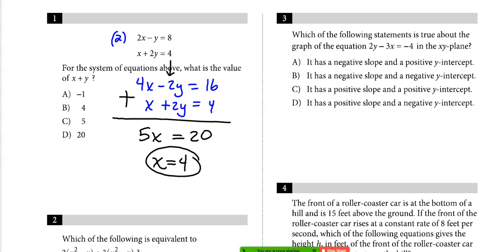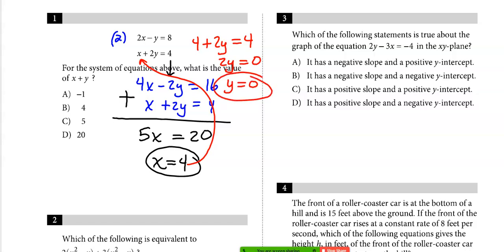Now that's not the answer, so they probably want you to pick B, but don't pick that because we now need to substitute it back in to get y. So I'm going to take this 4 and plug it in either equation. I'll probably plug it in the bottom one. So when I plug it in the bottom one, I get 4 plus 2 times y equals 4. Subtract 4 from both sides, 2y equals 0. Divide by 2, divide by 2. So it looks like y equals 0. So in this case, when I add x plus y, 4 plus 0, it does come out to be 4. So even if we would have done it wrong, we would have got lucky on this one.